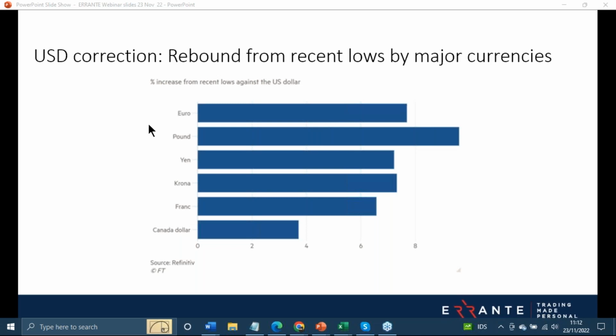Yes, so concerning the dollar then, you've seen this big rebound from the lows by many of its peers as the dollar has corrected, and then it's sort of stabilized. We'll look at the DXY charts shortly, but you can just see some of the percentages, big major moves from the lows against the dollar over the last few weeks.